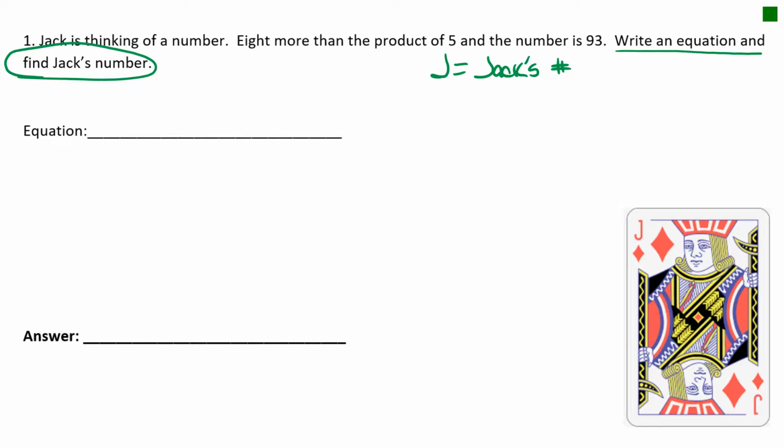Jack's number. Now, the next thing we're going to do is read each sentence. Each sentence tells us something very interesting. Jack is thinking of a number. What does that tell us? That tells us Jack is kind of a boring guy. He's sitting around thinking of numbers. Actually, it tells us he's a real mushroom, a fun guy. He is a fun guy because he's thinking about math. Love it, love it, love it.